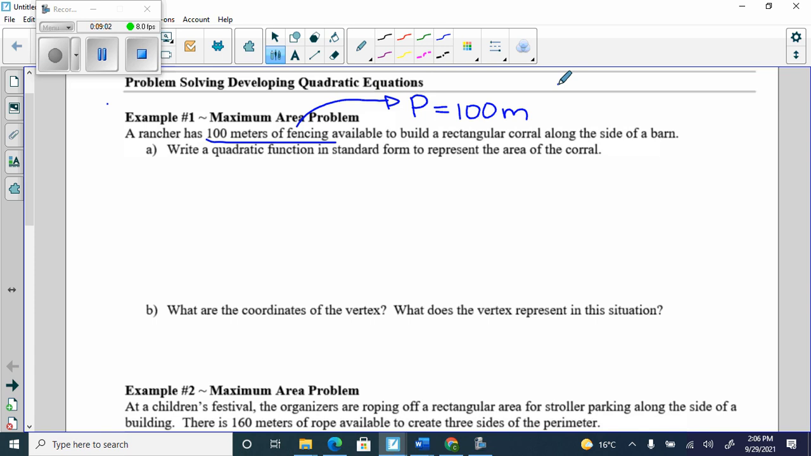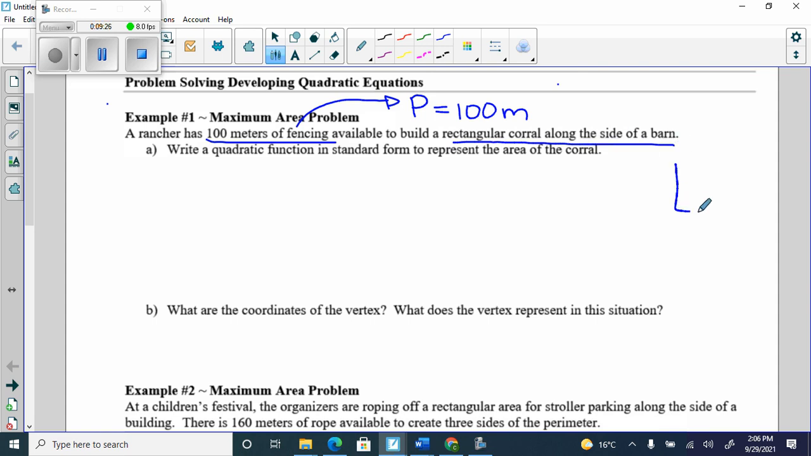If they give you 100 meters squared, they probably give you something of area, right? If they give you 100 meters, they either give you a length or a width or all the lengths and widths, which is the perimeter. So your units can help you determine what they gave you as well. Now here it says, 100 meters of fencing available to build a rectangular corral along the side of the barn.